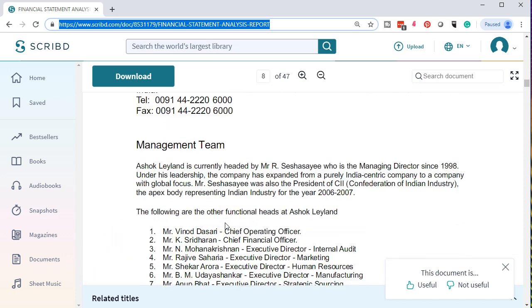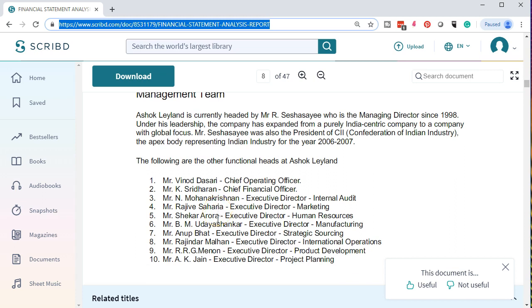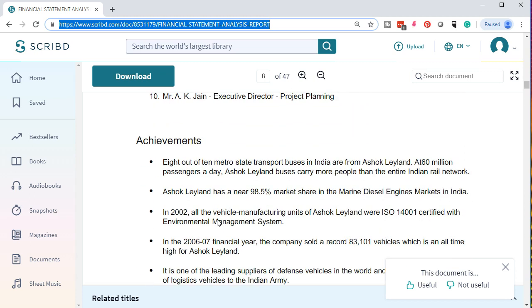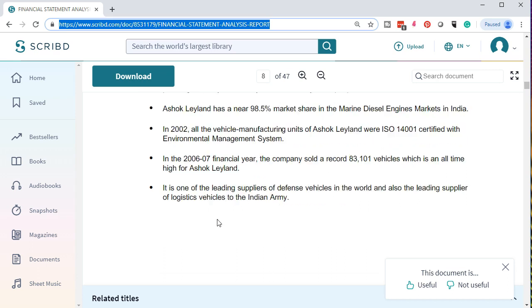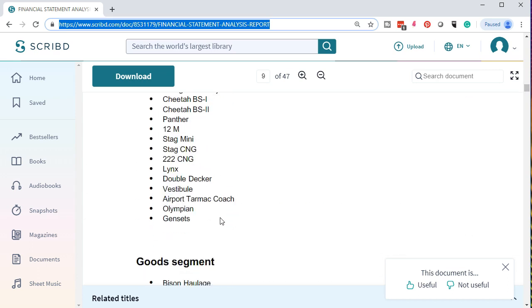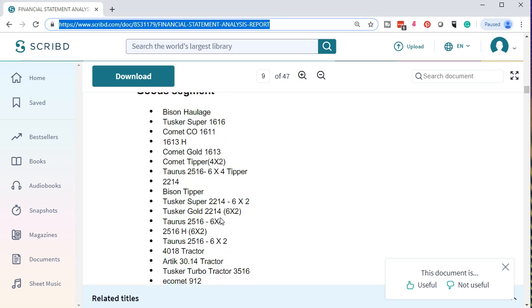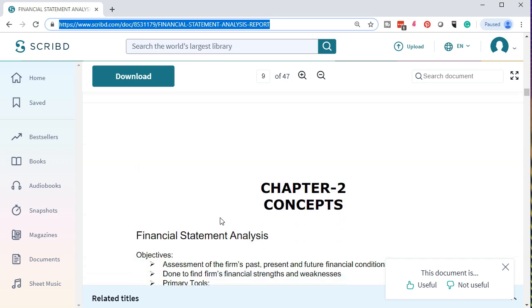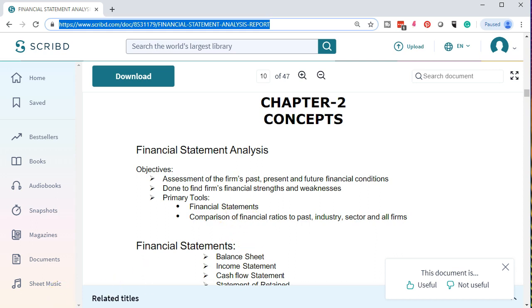We've got the branch office. We've got the management team here. We won't go through all the management teams. We've got the achievements, so we're listing the achievements. We're scrolling through the products. Here's going to be a list of the products that we have. The goods segments, we have the list, and then we're going to go to the concepts in Chapter 2.